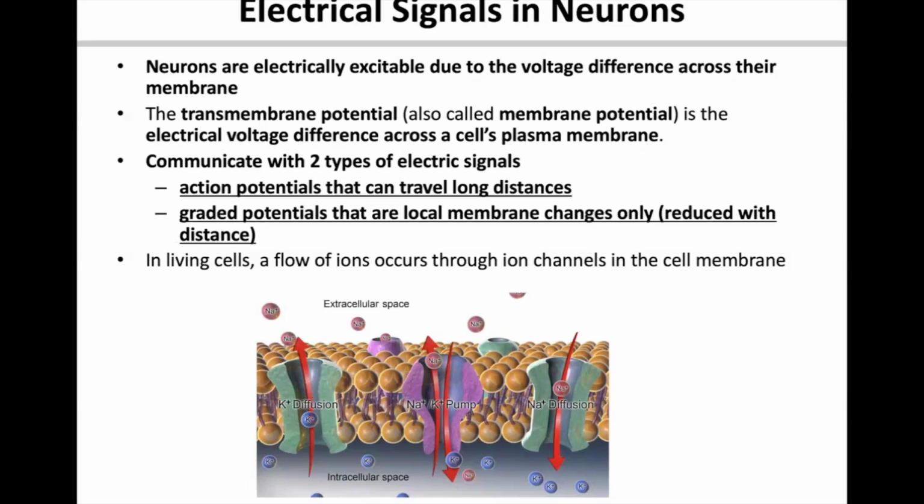The cell's electrical signals are of two types. One is known as the graded potential, the other is known as the action potential. We'll learn at length about both of them as we go along. These movements of ions, sodium and potassium in particular, cause what we call the movement of stimulus.